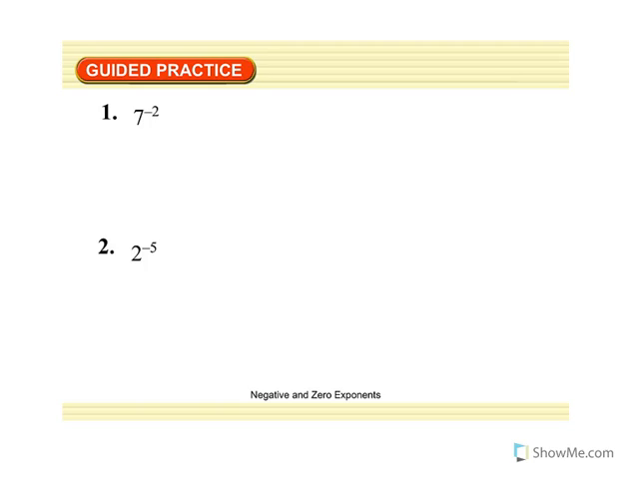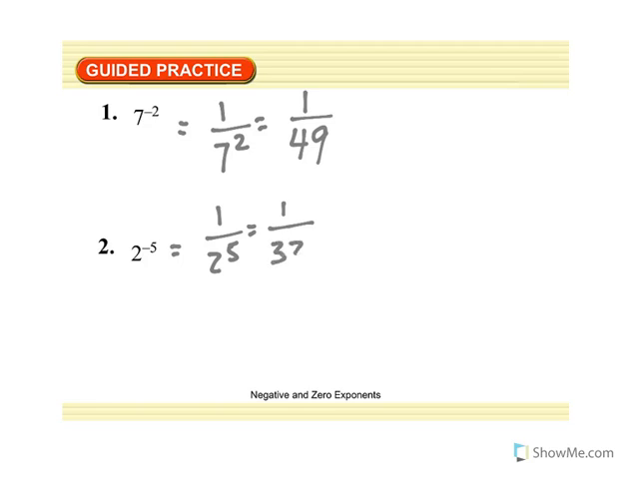7 to the negative second. Okay, well, based on our rule, we said that that was going to be 1 divided by 7 to the second. 7 to the second is 7 times 7, which is 49, so 1/49. 2 to the negative fifth is 1 divided by 2 to the fifth. 2 to the fifth is 2 times 2 times 2 times 2 times 2, which is 32.